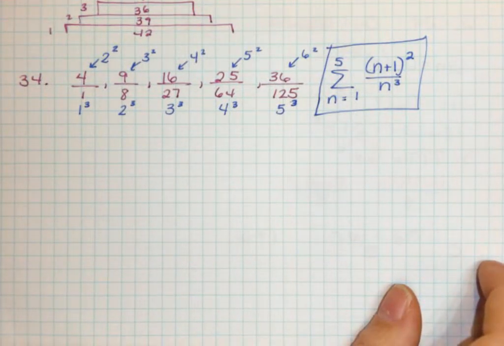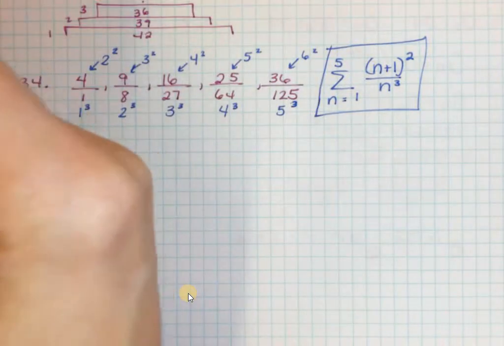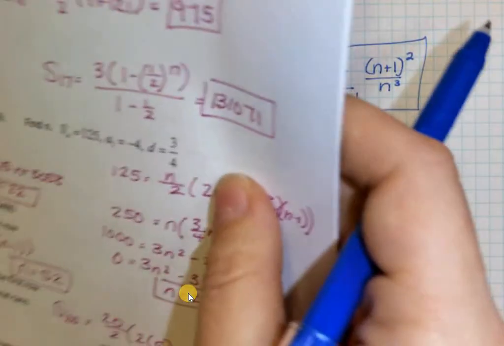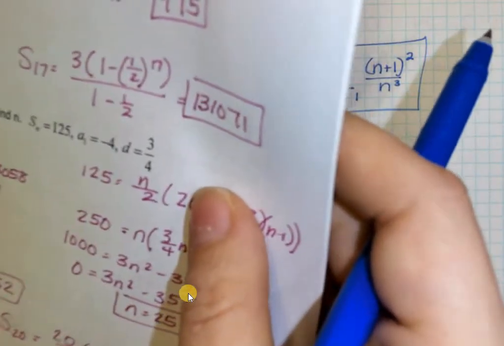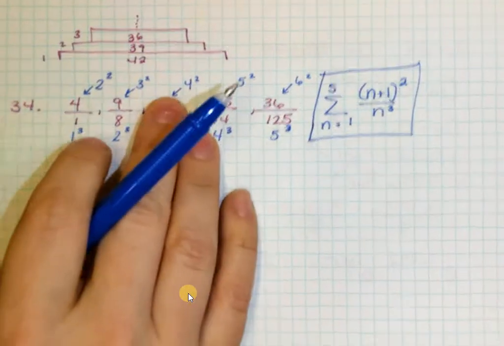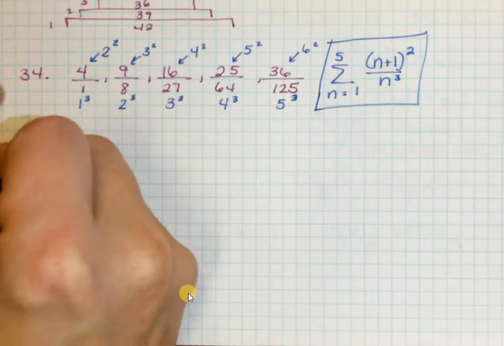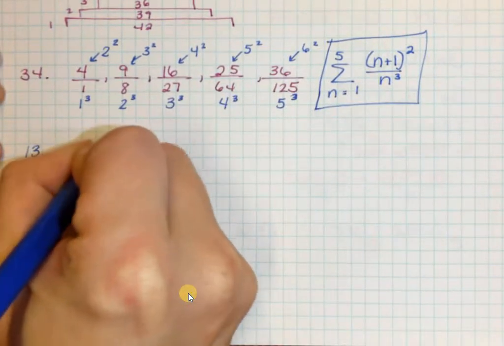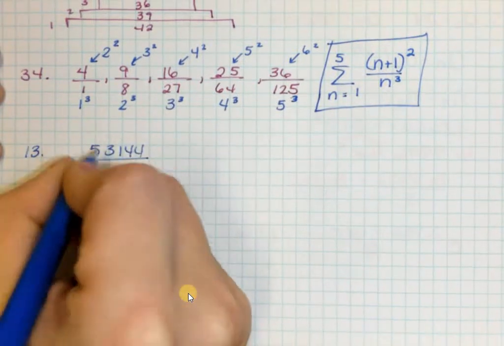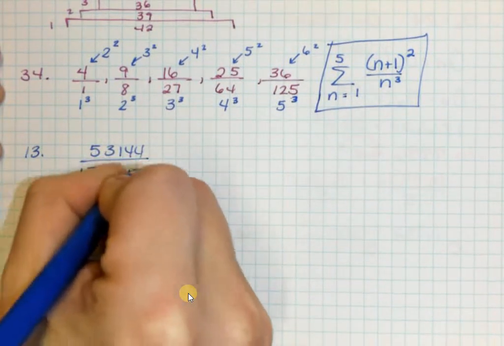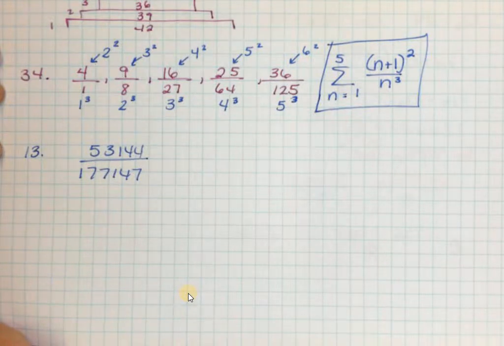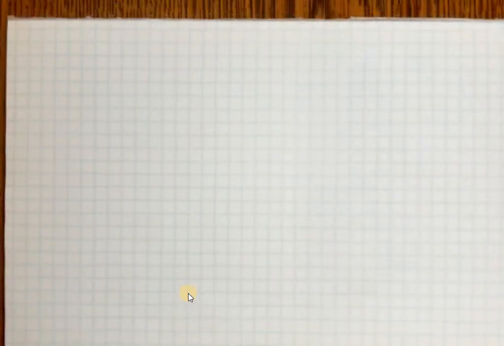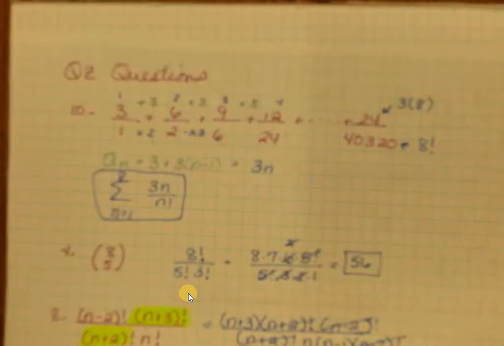Yes, ma'am. The answer for 13 was 365. Oh, that's 12. It's ugly. I'm going to write it down so that you can see it because it's crazy. 53144 over 177147. Could I do 13? Let's do 13. Okay, give me a second.